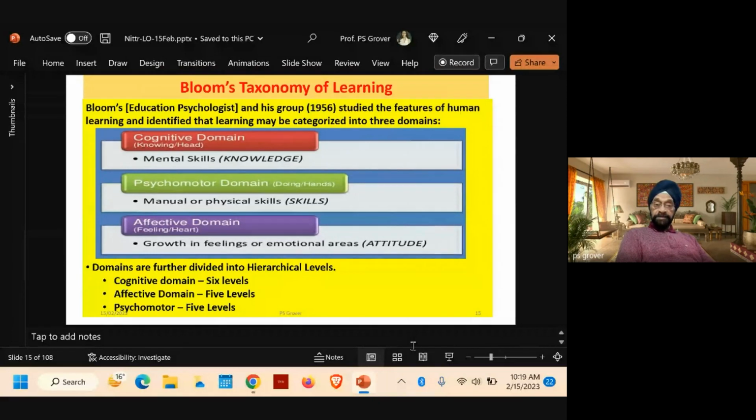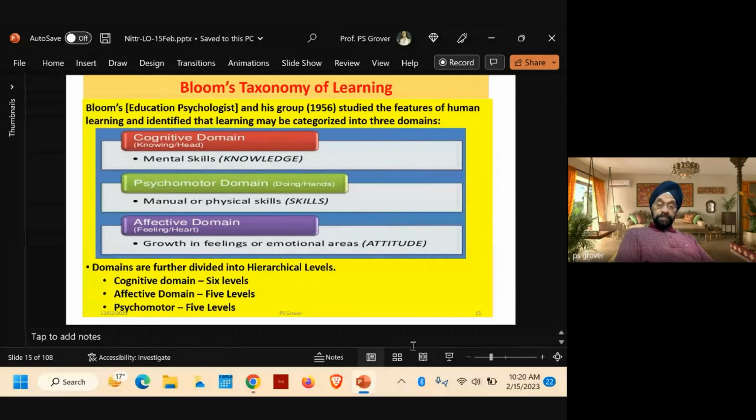Then second is psychomotor domain, that means doing things with hands, learning with hands, manual or physical skills. Affective domain, feeling, that means emotions, feelings, growth in feeling or emotional attitude, behavior, like this.